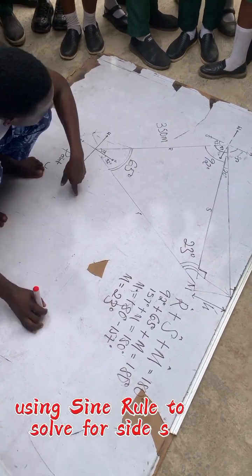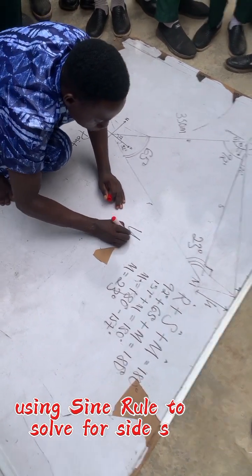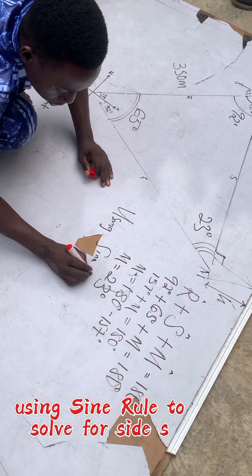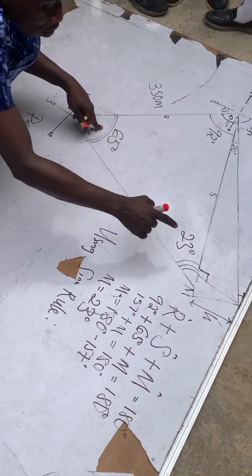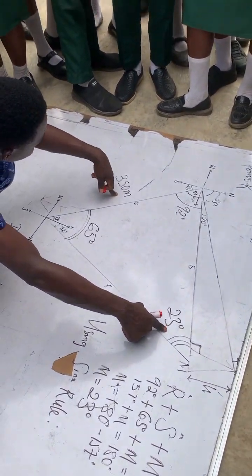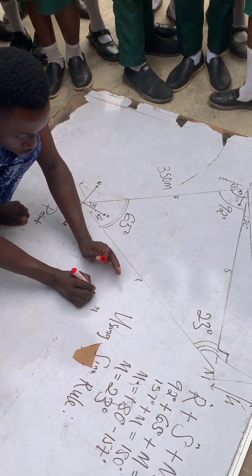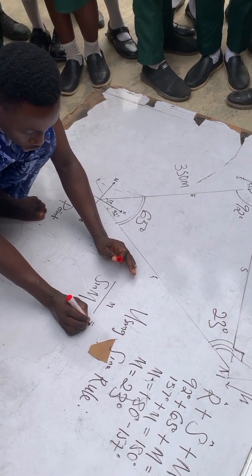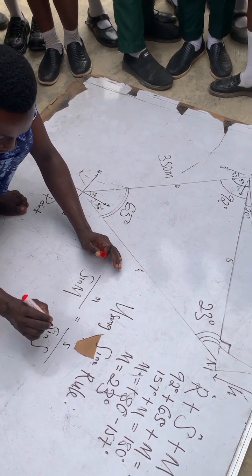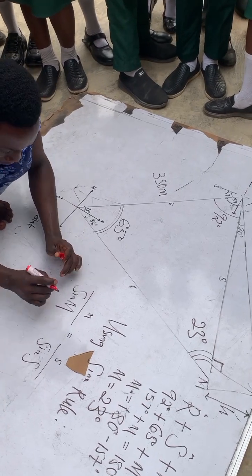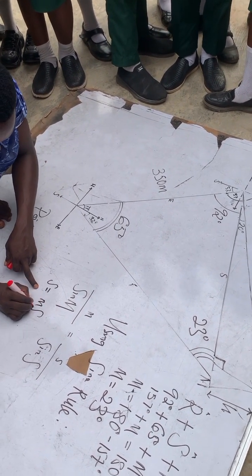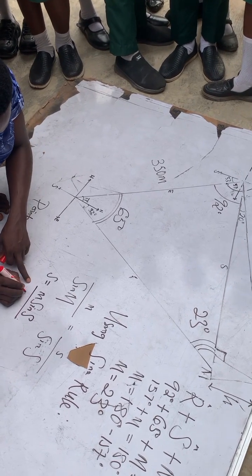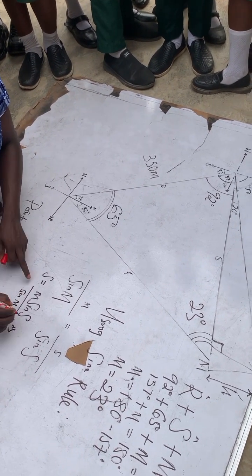X. Now to get X, we are using the sine rule. We need side X, but we have angle X. We have angle M and we have side M. So that means we are going to be doing M over sine M equals X over sine X. So we are looking for X and we make X the subject of the formula. So X will be what? M sine X over sine M. What is M?